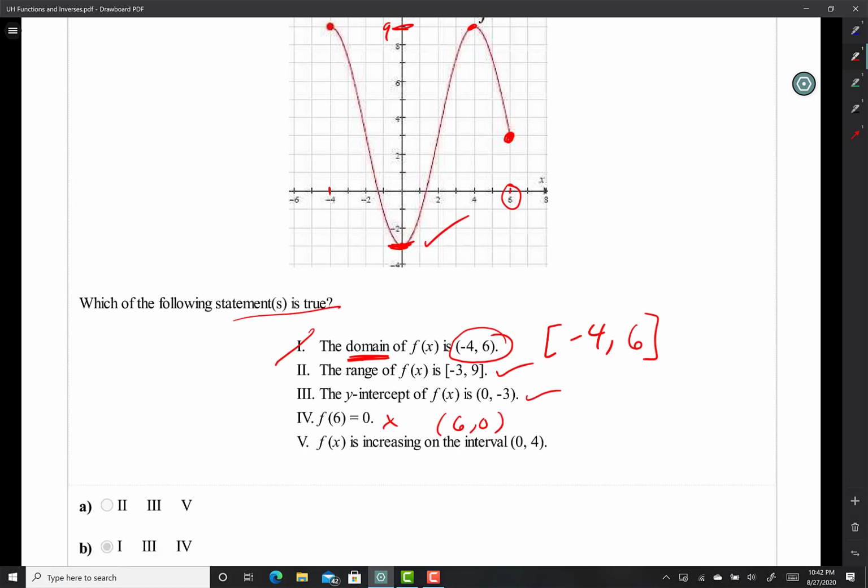f of x is increasing on the interval, so this is of x values, 0 to 4. Yep, from x equals 0, you're down here, to x equals 4, you're up there. It's going up the whole time, see? So that one's true. So 2, 3, and 5.